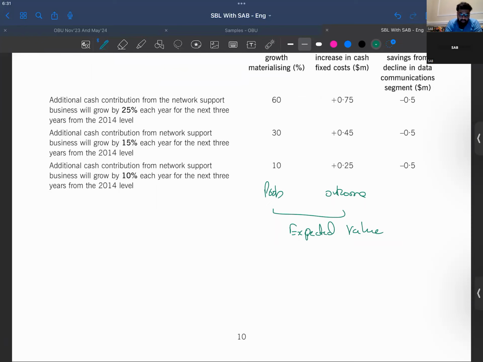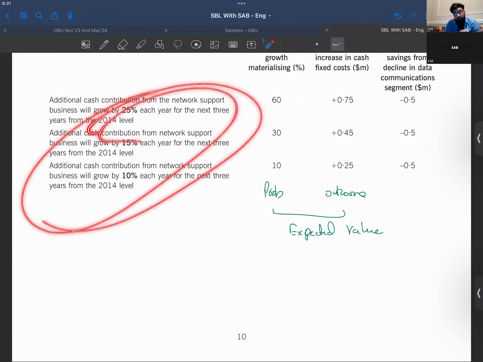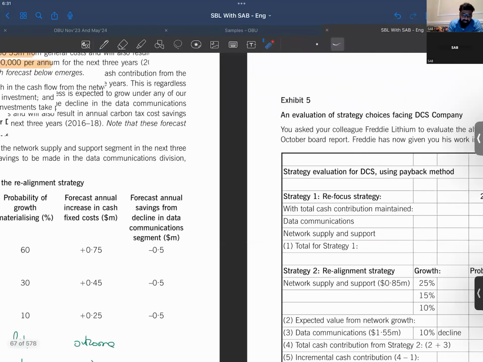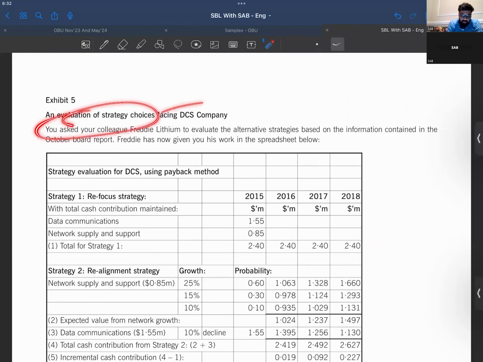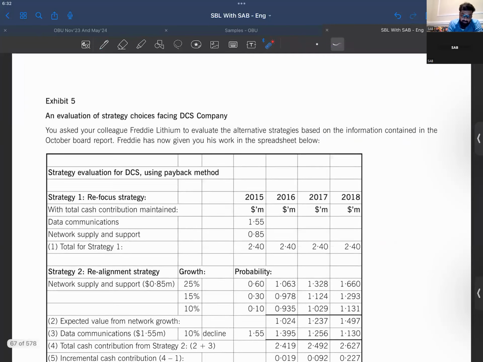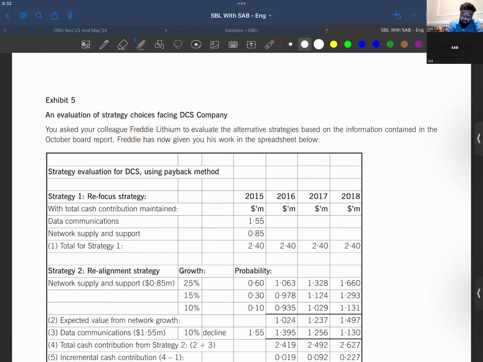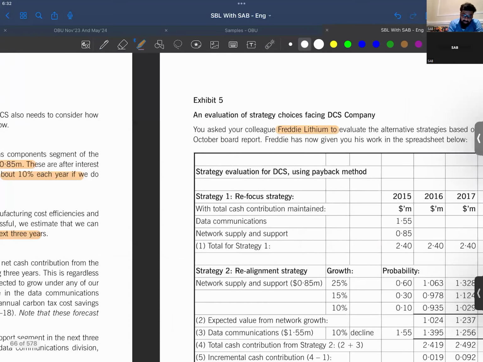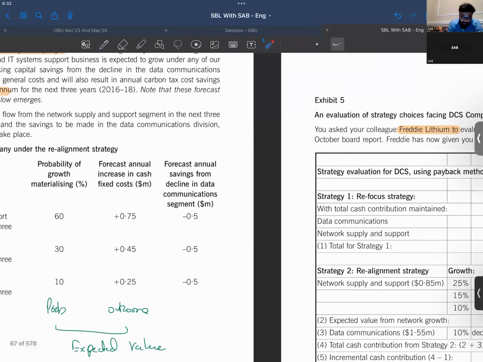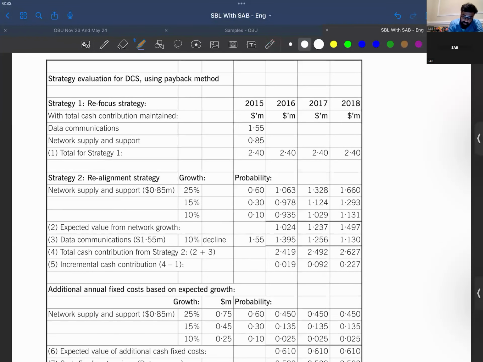These are the assumptions which are going to be challenging while plotting this in your answer. So we'll be learning a lot in this particular head, right? Then exhibit 5, an evaluation of strategy choices. So Freddie Lithium has made this for us, and he has incorporated these assumptions in the financials, right? So it's just like that.